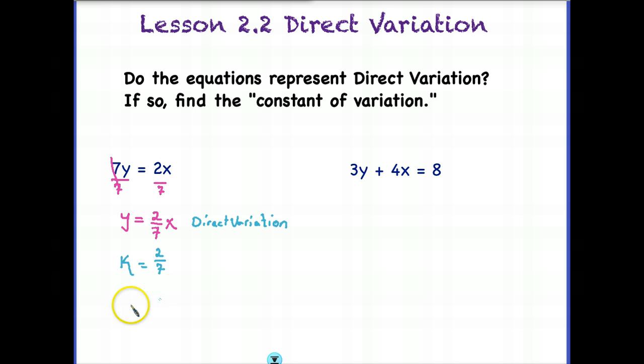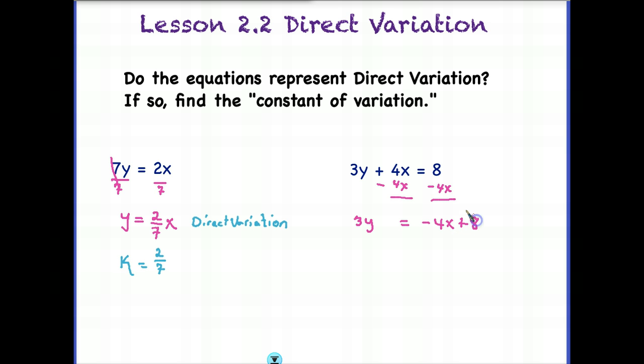All right, moving over to the next one. In the second one, we have to determine once again if it is direct variation by turning this into y equals mx plus b form. So if we subtract 4x from both sides in order to isolate y, see what we have. We bring the 3y down. We didn't do anything to that. 4 minus 4 is 0, so that's gone. 8 minus 4x, we can't combine those, they are not like terms. So we have a minus 4x plus 8.